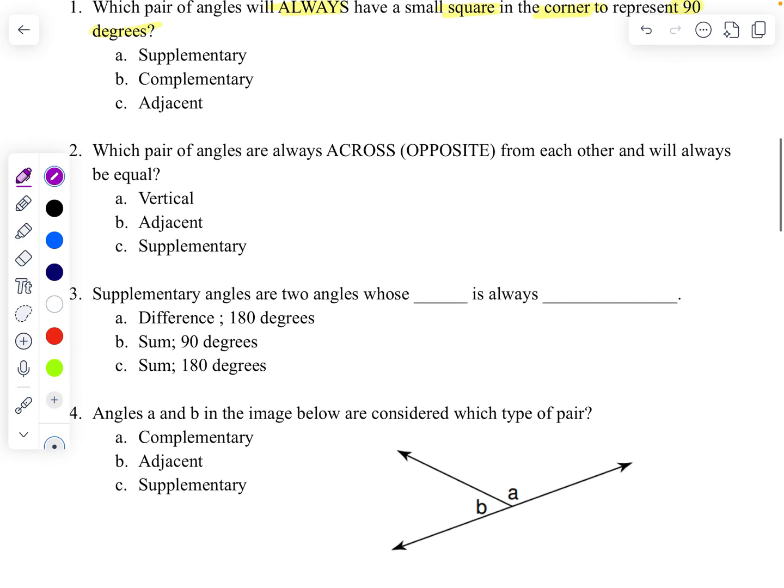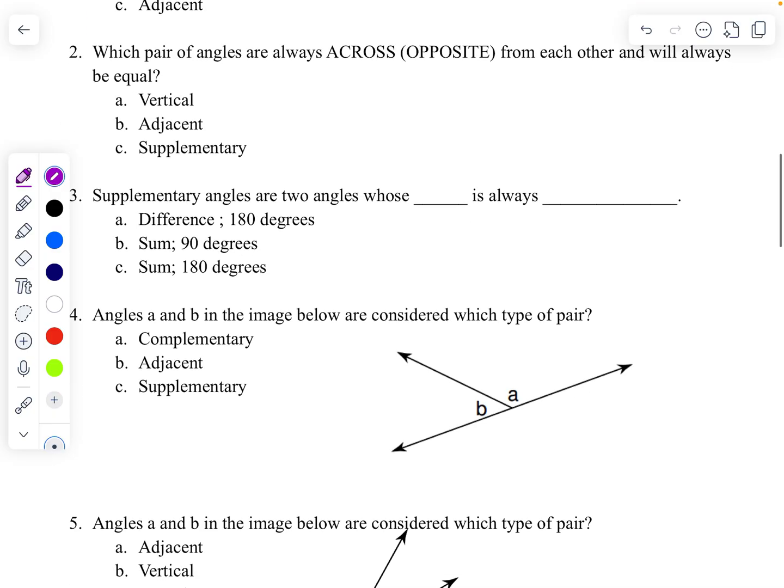Okay, moving on to number 2. Which pair of angles are always across or opposite from each other and will always be equal? So you have either A, vertical, B, adjacent, or C, supplementary. And again, that is a pair of angles that are across or opposite and always equal. Okay, number 3.